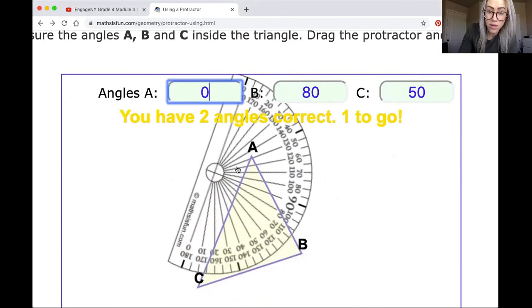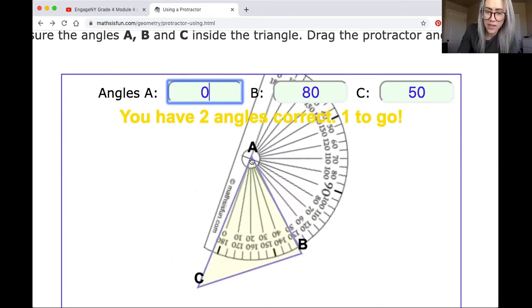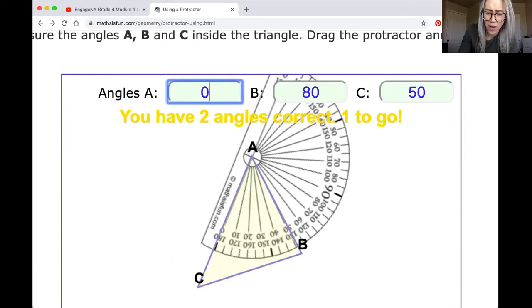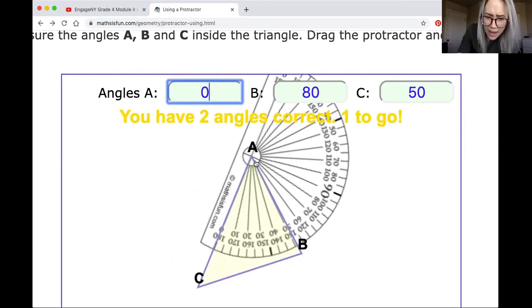So get your little, what we call the center point, right? Get over to the vertex and get that line on the bottom where it says 0 right here, flat with the line. So I'm right at A, I'm pretty close. Now I'm going to make sure that I'm measuring it correctly. So I would say this is an acute triangle. So all these are going to be acute angles.